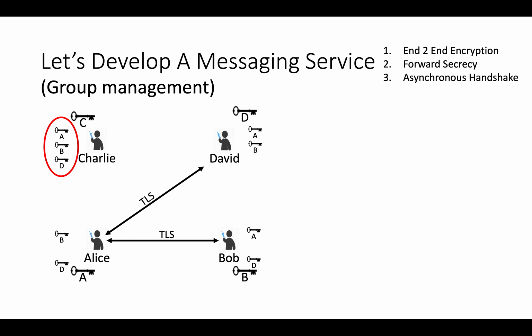So here is our fourth problem statement, called post-compromise secrecy. How to solve this issue?